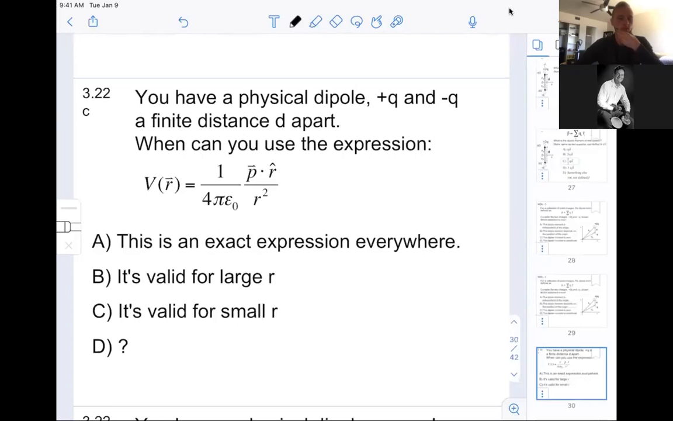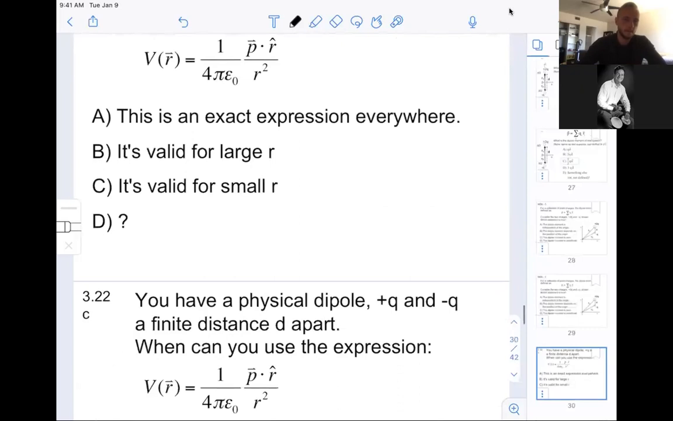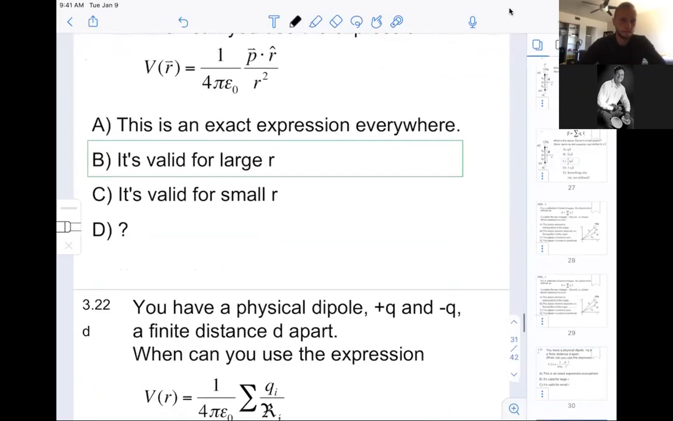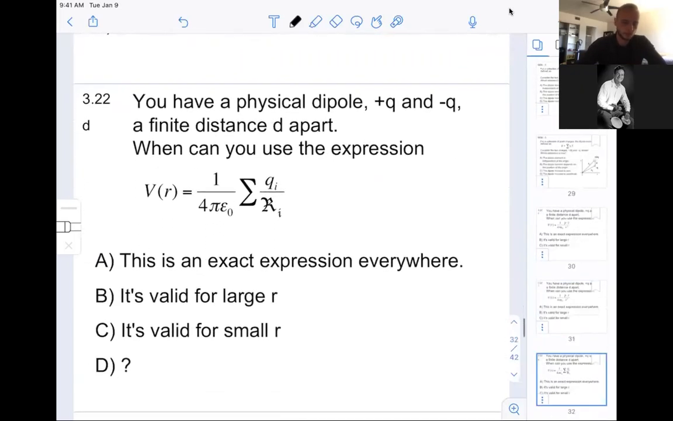So that's for a dipole source. If you have a dipole source, you can use this expression right away when you are far away, of course. Now let's look at another one. This one, I do want you to go ahead and vote on. If you have a physical dipole with a finite space d apart, what about this expression? Is this expression exact, or is it valid for large or small r? I'll give you maybe a minute in your breakout rooms, and when you come back, we can vote on this.